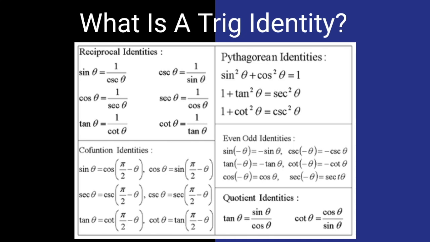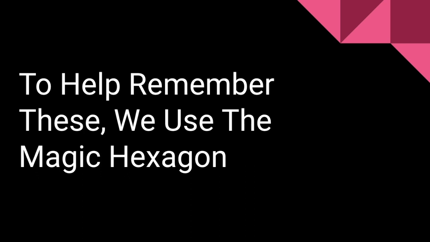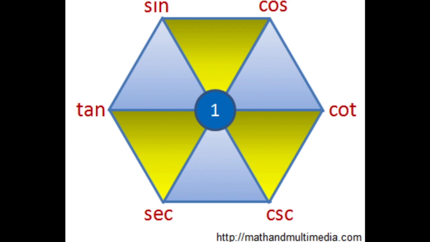Since there are many trig identities, we use a simple tool to help remember them, known as the magic hexagon. You make a six-sided figure and name six different trig functions. You would write down tangent, sine, cosine, cotangent, cosecant, and secant, with a 1 in the center. With this tool, we can find various trig identities without having to memorize them.